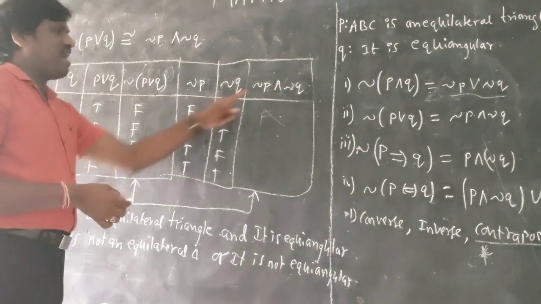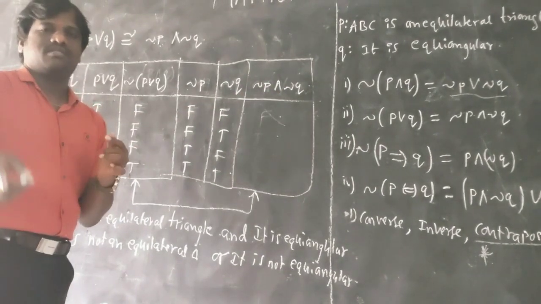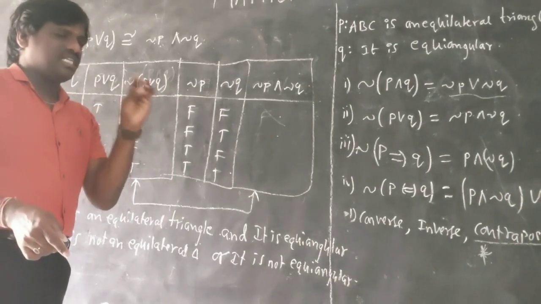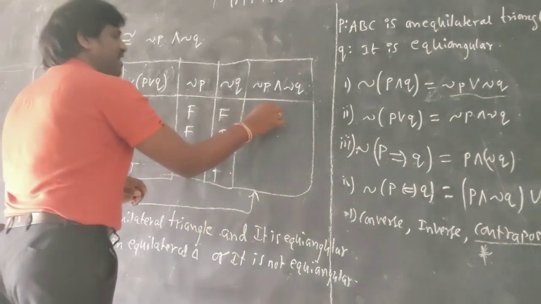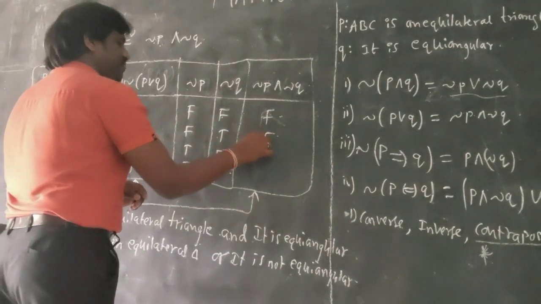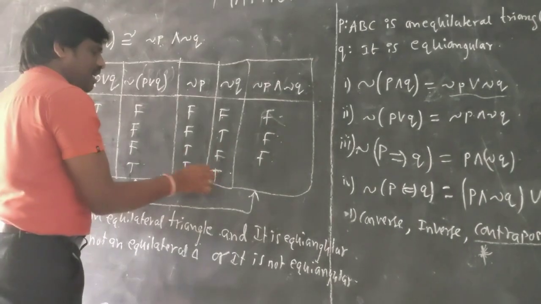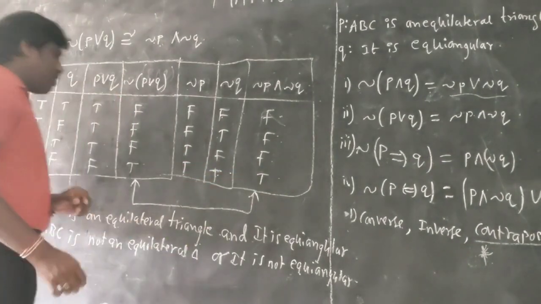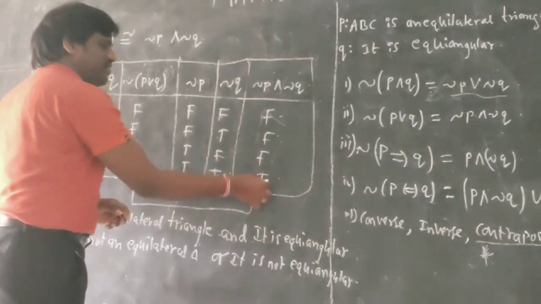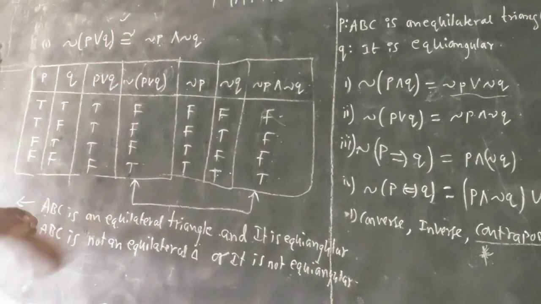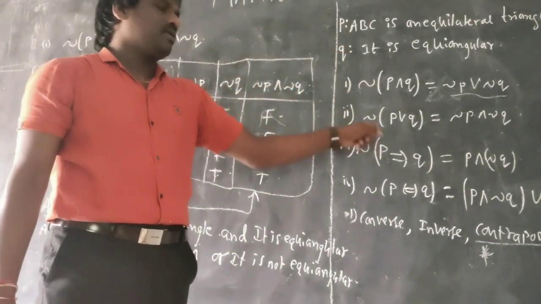For these both, I have to do AND. AND says T and T is T, the remaining times it is false. F, F, F, T. Look at this picture. So this is correct. You have to remember this, okay?